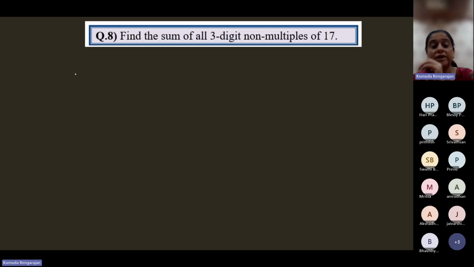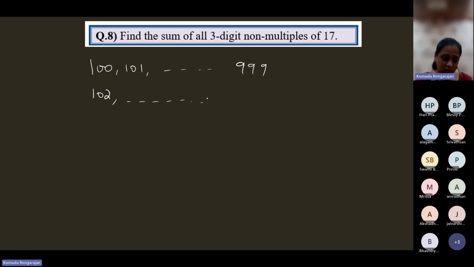So you need to generate the AP of all 3-digit numbers. Next, you need to generate the AP of all 3-digit multiples of 17. 17 into 7 is 119. 17 sixes are 102. So 102 is the first 3-digit multiple of 17. It goes on till, 999 divided by 17, 986.